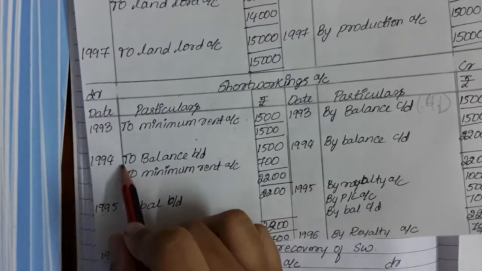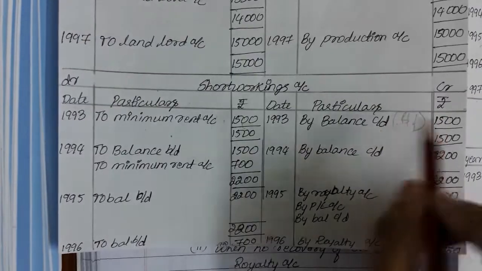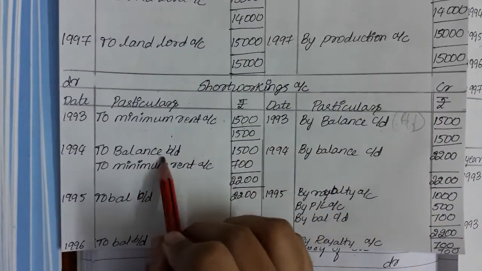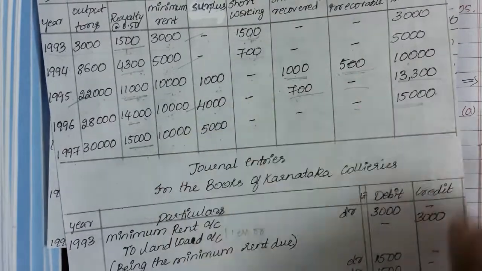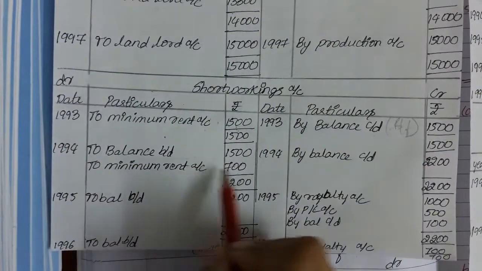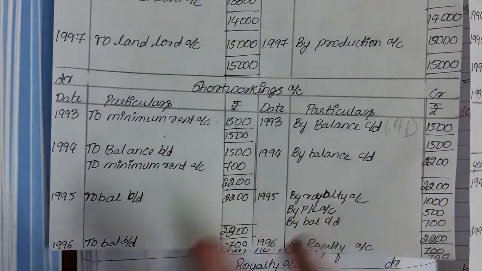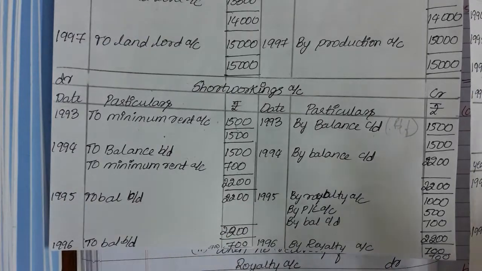So you can see in 1994, whatever the value of 1500 is there, I brought down to balance, brought down 1500. So let's see in 1994. Yes, in 1994 there is a short workings of 700. So you need to write to minimum rent account 700. And also you couldn't recover.